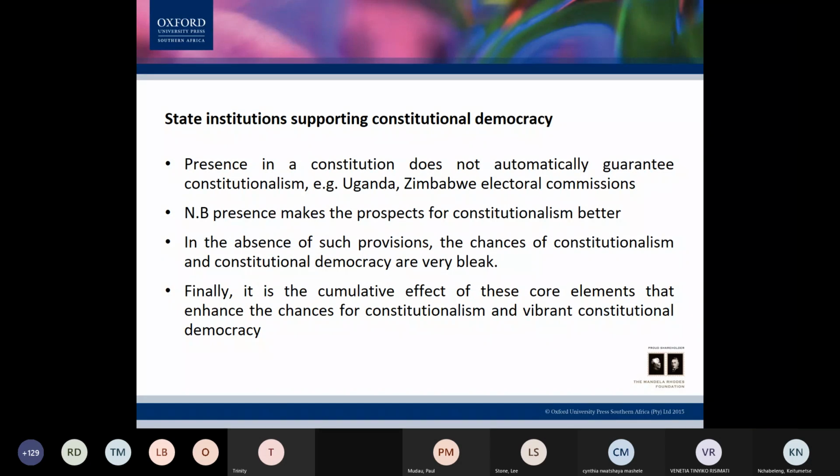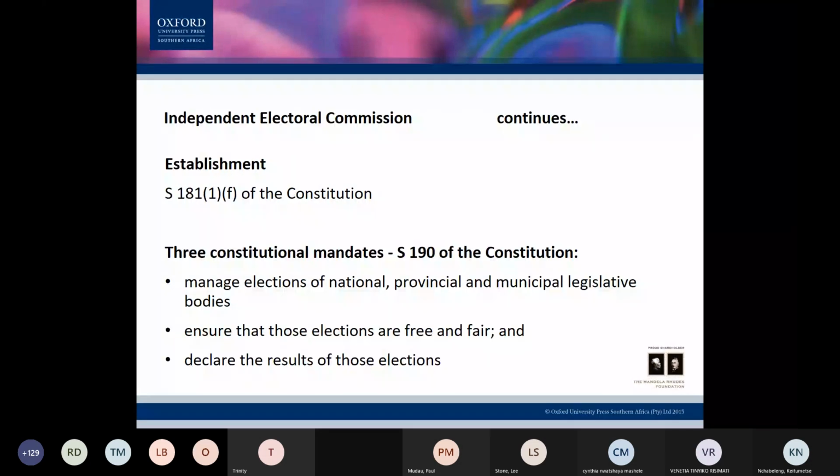So what you need to know is that the presence of such institutions in the Constitution helps to promote constitutional democracy, and there is also the prospect of achieving constitutionalism. However, in the absence of provisions that establish state institutions, the chances of achieving constitutionalism and constitutional democracy become very bleak. Finally, I can state that it is the cumulative effect of these core elements that enhances the chances for constitutionalism and a vibrant constitutional democracy.